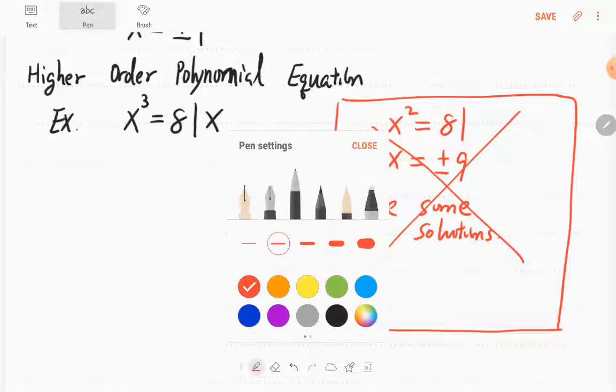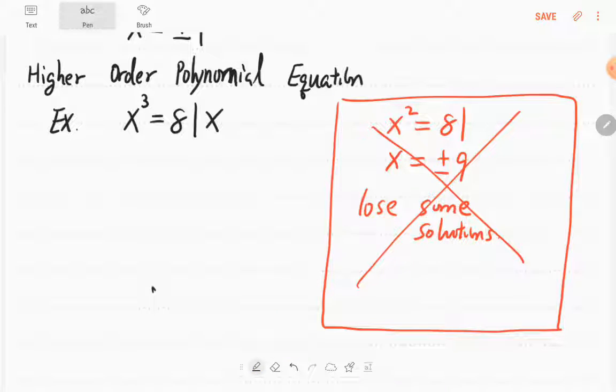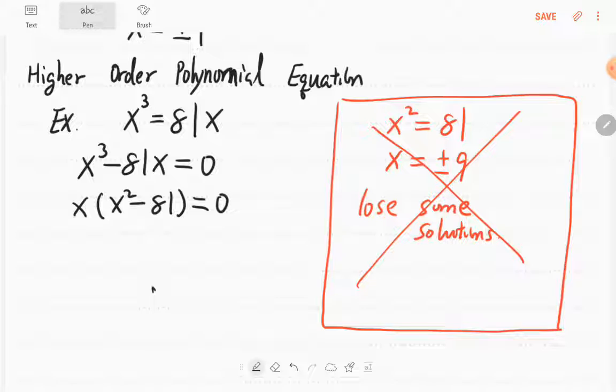So this will cause the problem, so this is not the correct way to solve the problem. Now let's look at the correct way. Let's put the x terms on one side, so we subtract 81x on both sides. So you have x cubed minus 81x equals 0. Then we factorize it. You have the common factor x, and you can take the common factor x out. So you have x times (x squared minus 81) equals 0.